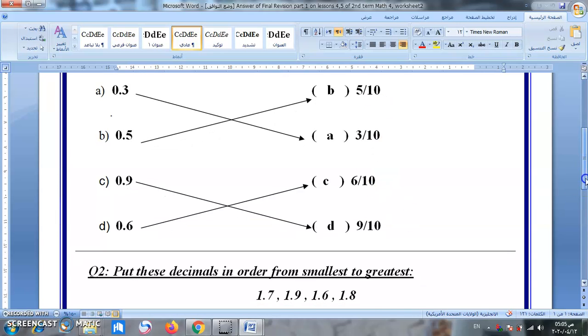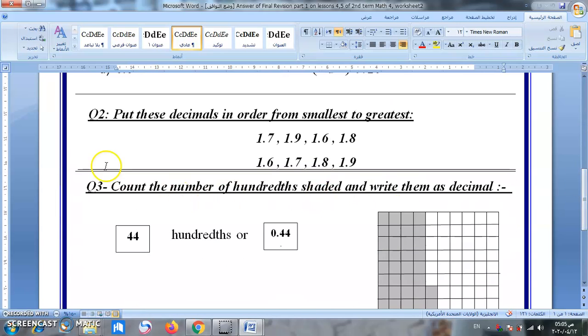Good. What about here? Put these decimals in order from smallest to greatest: 1.7, 1.9, 1.6, 1.8. It will become, from smallest to greatest, we start from the smallest one, 1.6, and then 1.7, 1.8, and 1.9. Good.